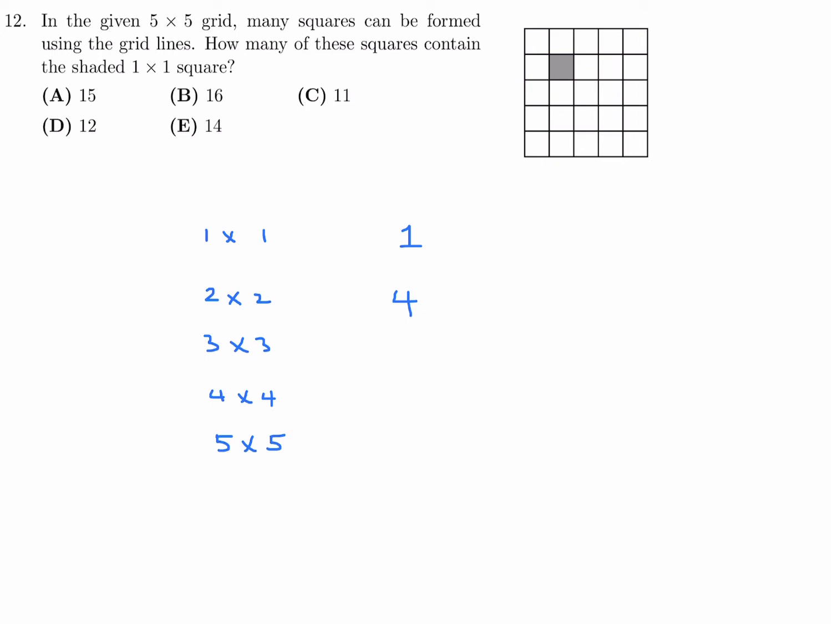So those 4. 4x4, this big one here, this one, and then this one, and then finally this one. So that's 4. And then 5x5 is just the entire square like that. So that's 1. So if you add up these guys, you get 14. So number 12, the answer is E.